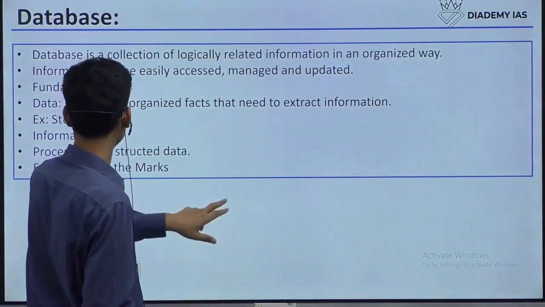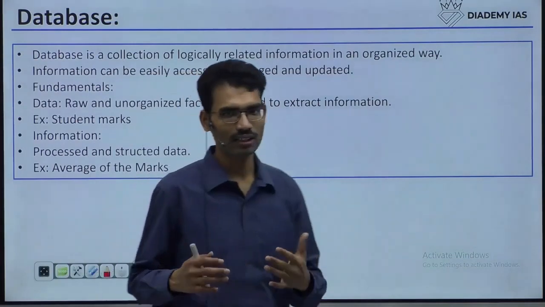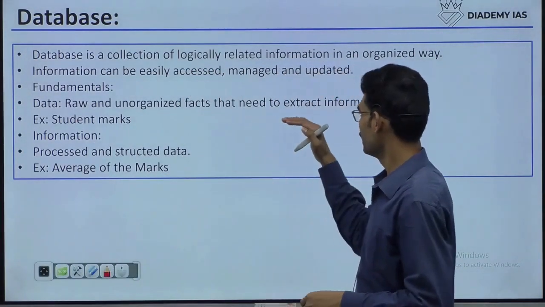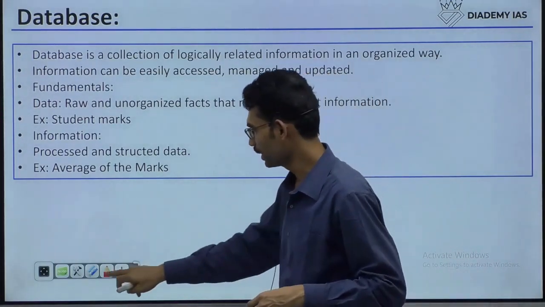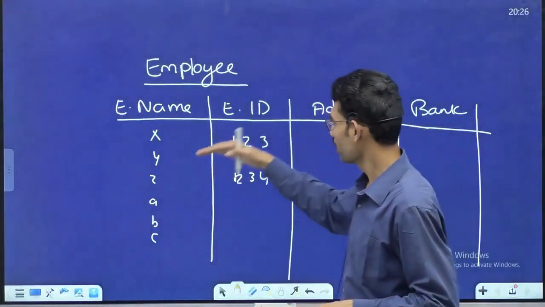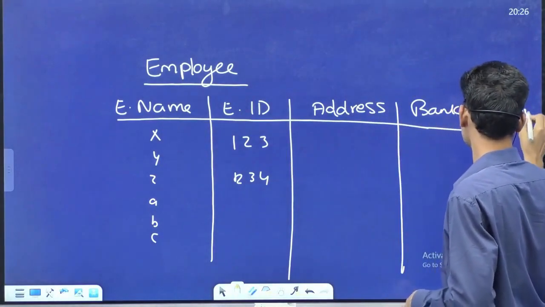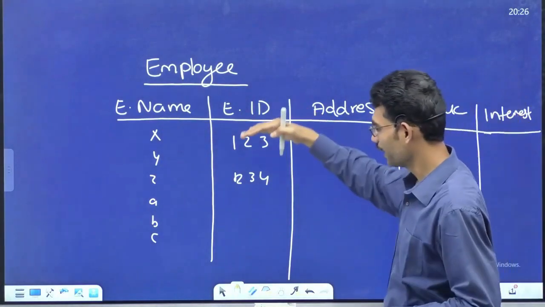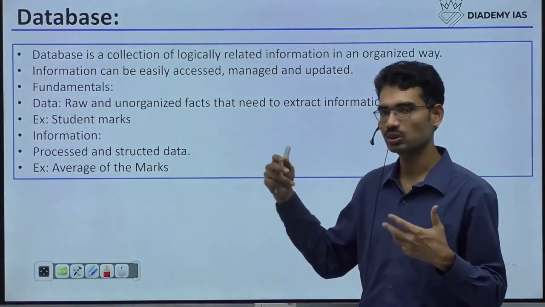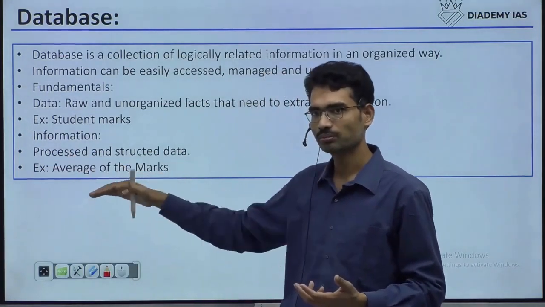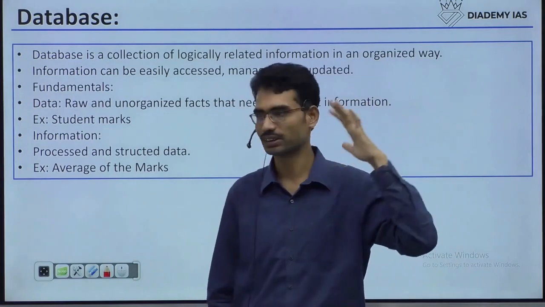There are certain terms associated with this. Data. Data is the raw and unorganized fact from which information needs to be extracted. For example, similarly here, we have employee name, employee ID, and interest. We enter all the basic details in this. Same is the case with the student. Different student names, different marks. How many marks a student got in different subjects.